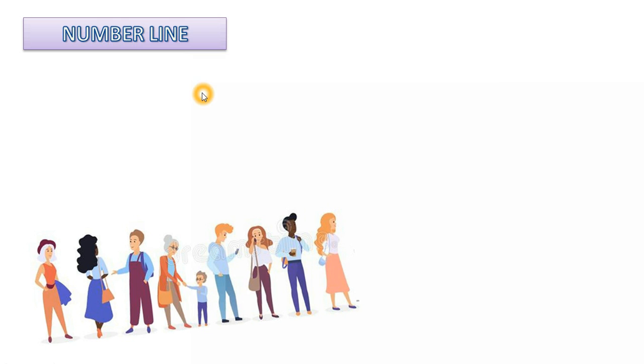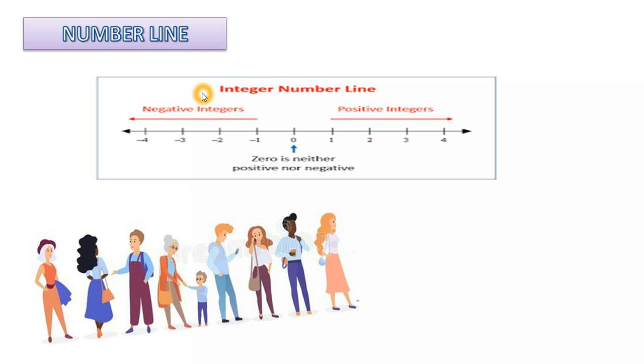Now, what is a number line? A number line basically represents the queue of numbers, because we learned that numbers exist in a line, right? They exist one after another. So it's a line which displays the sequence of numbers one after another.